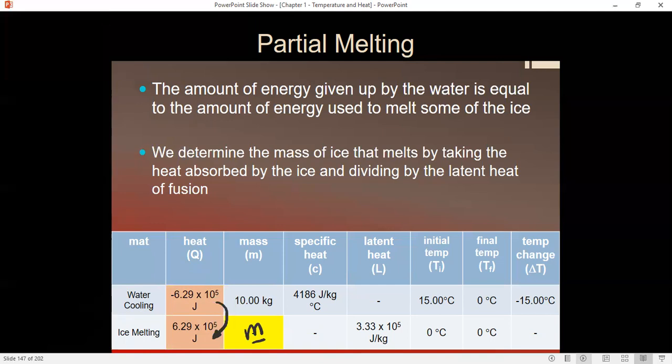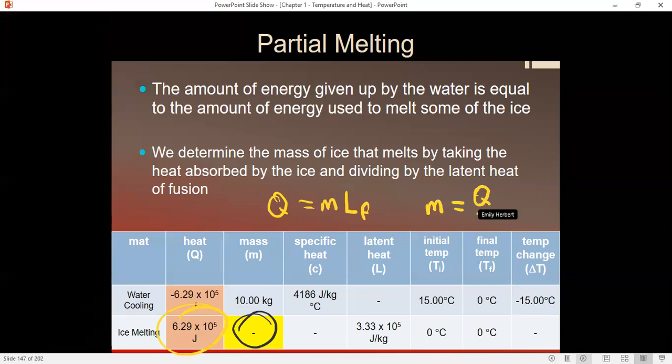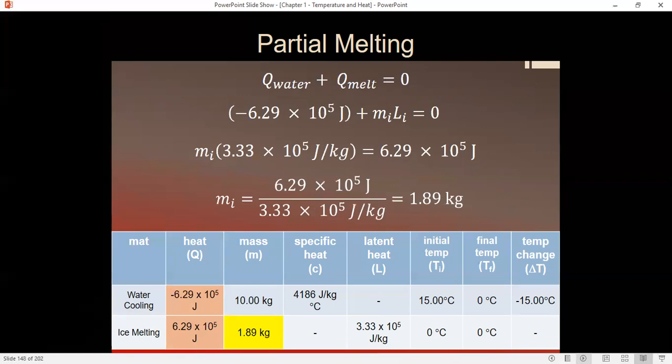All right, notice everything here is now known. I'm just trying to find this value right here. So we have Q equals mL. It's a latent heat of fusion. I'm just trying to find M. M is equal to Q, there's my Q, divided by my L, there's my L. And that'll give me the mass of ice that is melted. Okay, 1.89 kilograms.